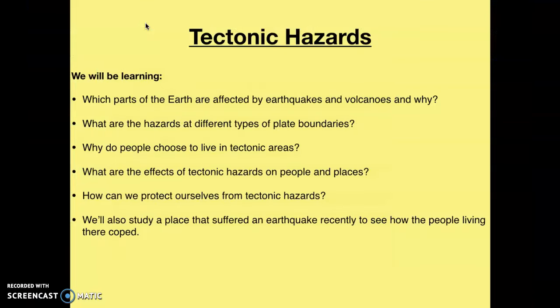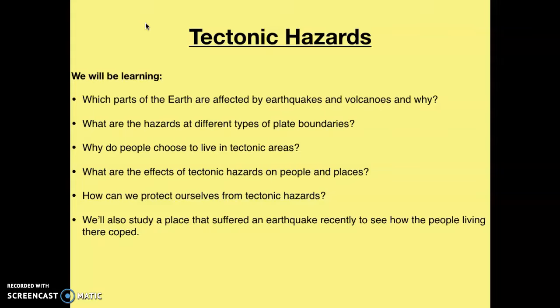Hello Year 9. We are going to be starting a new module which is called Tectonic Hazards, and in this module we're going to be learning about which parts of the Earth are affected by earthquakes and volcanoes and why that is. That's today's lesson. We're also going to be learning about what are the different hazards at different types of plate boundaries.